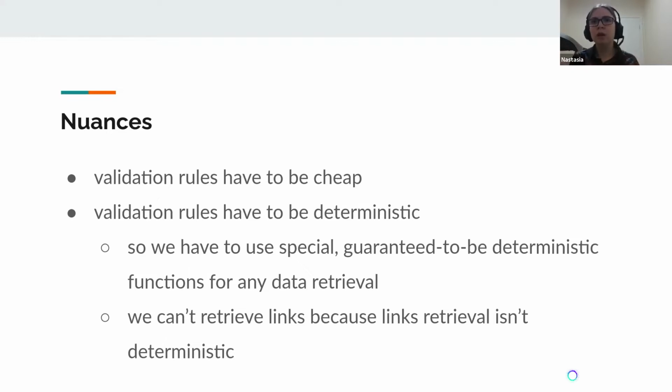any agent. And second, and this is very critical, validation rules have to be deterministic, meaning that it doesn't matter what agent is executing them and what the state of their network is, in terms of having or not having access to the data. The result should be the same. And since rules have to be deterministic, we have certain restrictions. For example, we have to use special functions for any data retrieval that we would be showing today during the code review part. And second, we cannot rely on links retrieval because links are not deterministic.